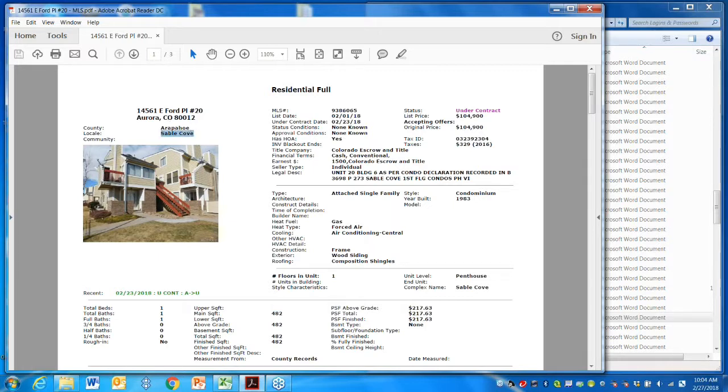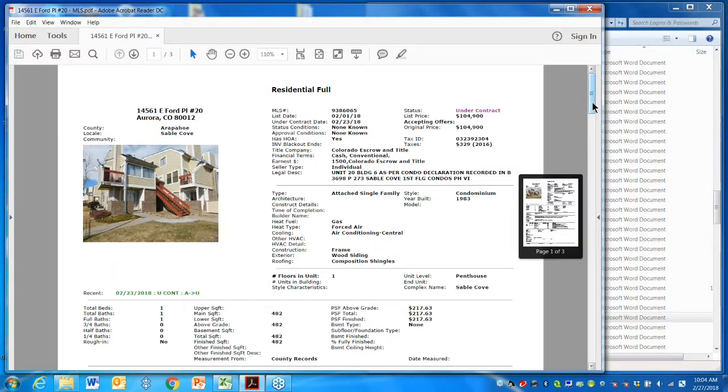And I've actually bought properties there in the past, so I know Sable Cove fairly well. Decent HOA. It's actually a nice looking physical outside. It's a pretty good place. And look at that price, $104.9. Well, yeah, let's go take a look at that. So we look here, and by the way, you'll see that it says under contract, and no, we didn't get it under contract. It went to someone else. But when we were looking at it, of course, it was still available.